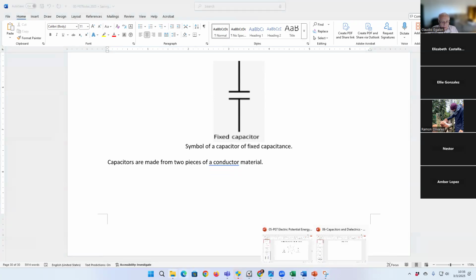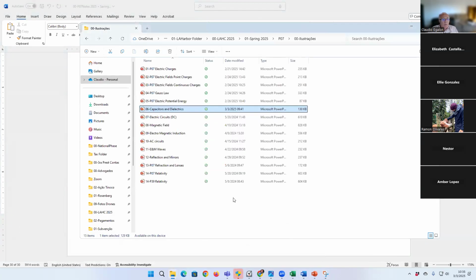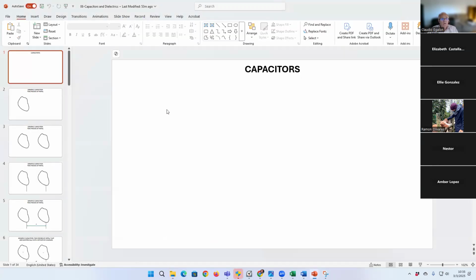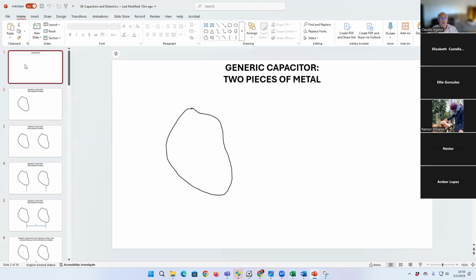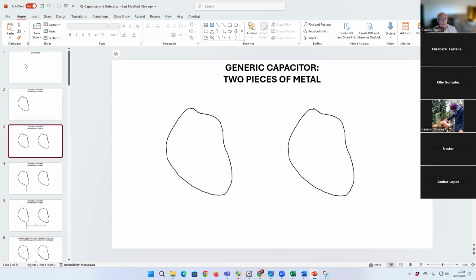And it comes to the point where I need to introduce you. Here you go, a generic capacitor. Okay, it's just two pieces of metal. Here I came up with a drawing of a very generic piece of metal. Here I have one piece, and here I have the second piece. Those two pieces of metal are already considered a capacitor. They're not charged, but they already consist of a capacitor.